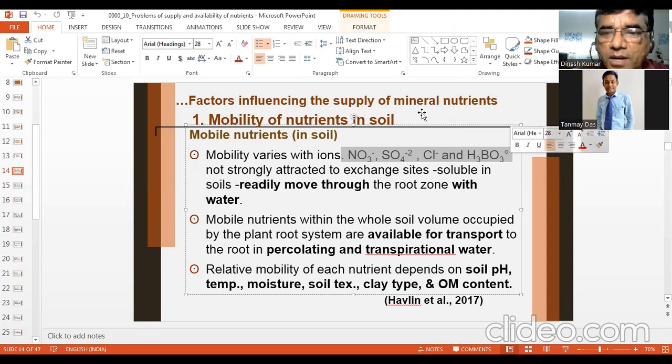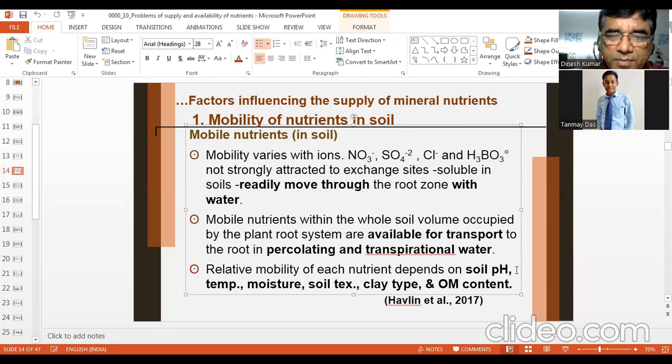Mobile nutrients within the whole soil volume occupied by the plant root system are available for transport to the root in percolating and transpirational water. The relative mobility of each nutrient depends on soil pH, temperature, moisture, soil texture, clay type, and organic matter content. So all these factors will affect the relative mobility of the nutrients.